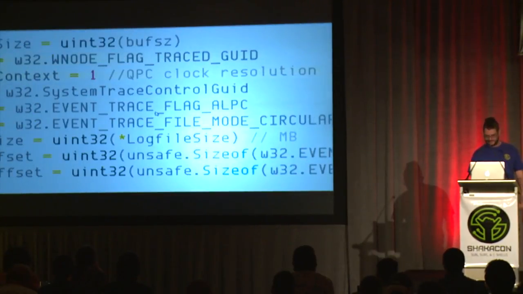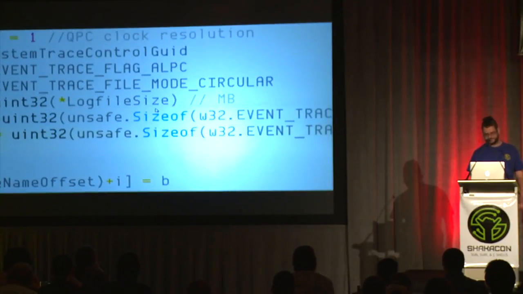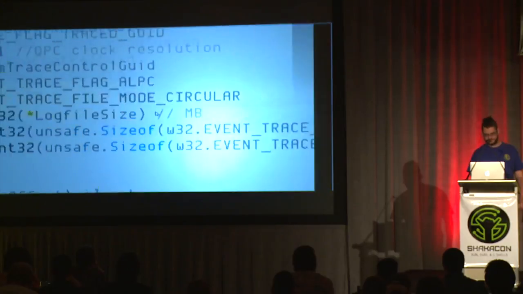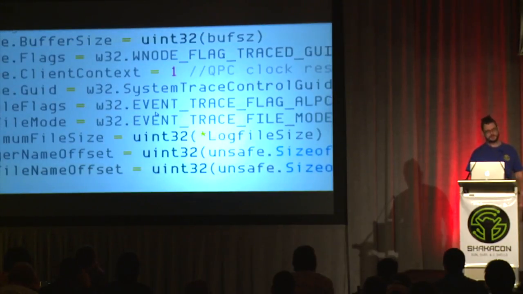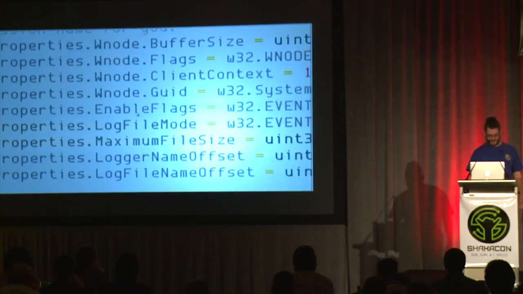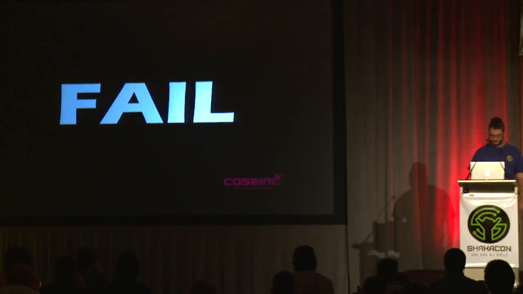So in this code sample, we just log into a circular buffer, and it's like a 50 meg circular log file. And the kernel does that pretty well. But unfortunately, I suck.